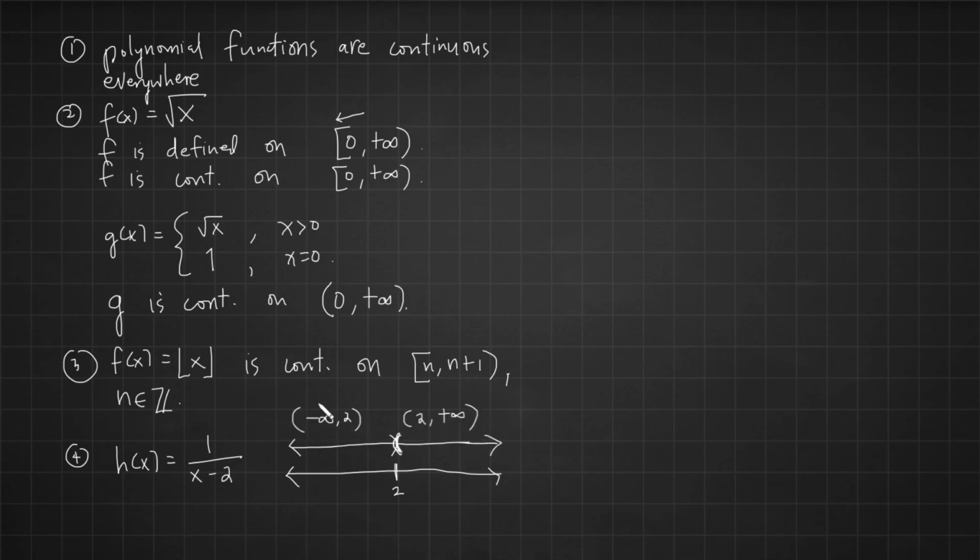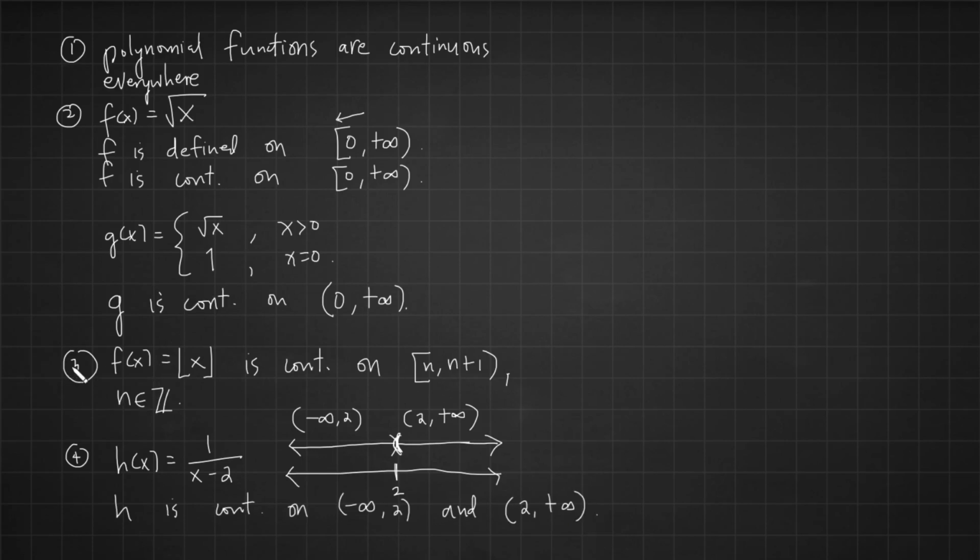Okay. Now for this interval, well, syempre hindi natin pwede isama yung 2. Okay. But we can take values which are less than 2 because the denominator will not be 0. So same thing for this interval as well. So h is continuous on negative infinity to 2 and 2 to positive infinity.